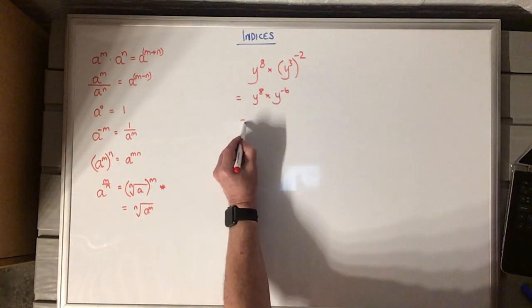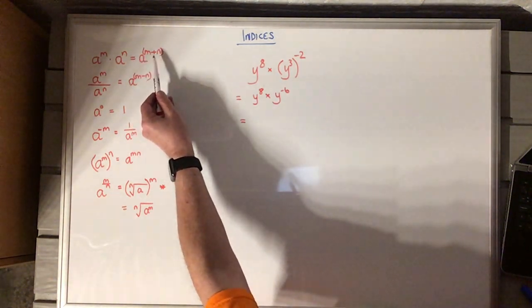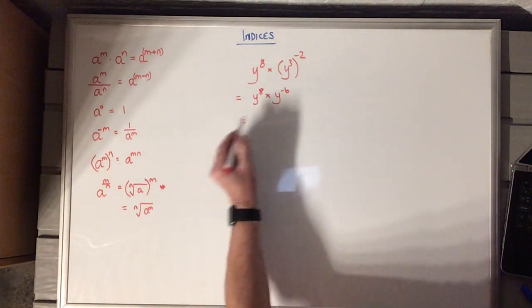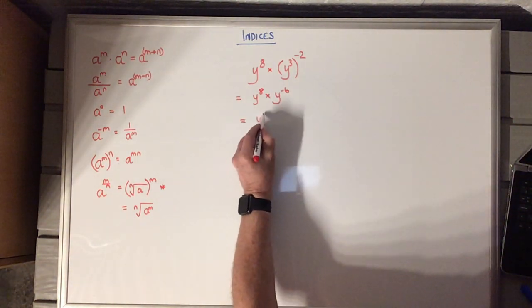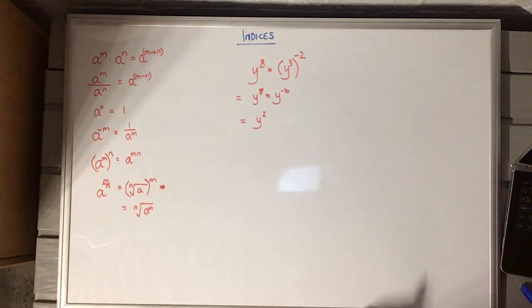And now we apply the rule up here. We're multiplying, same base number, so we add the powers. Adding the powers there, that's y to the power 2, because 8 plus -6 is 2. And that's one answer.